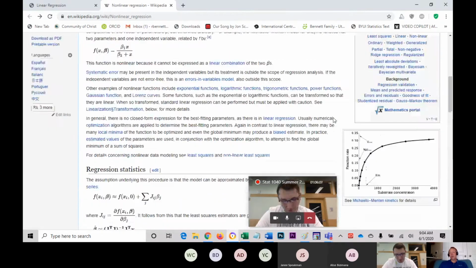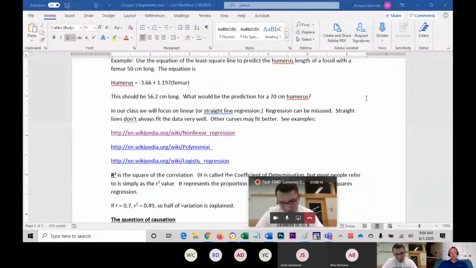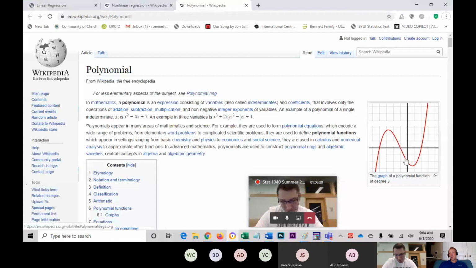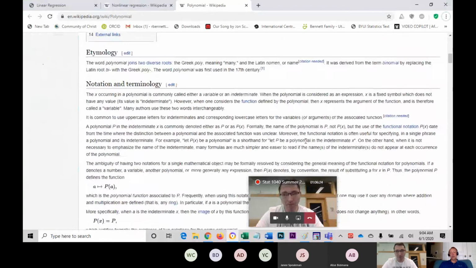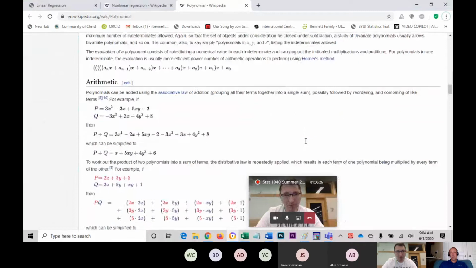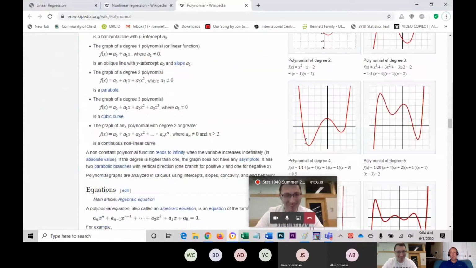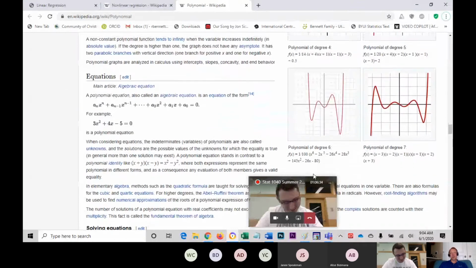We're not going to focus on these other types other than to know that they exist. I'm not going to ask you to find that curve because that's more complicated. You can also have polynomial regression, something like that. We're not going to do anything that complicated. I just want you to know that they exist. And you're probably breathing a sigh of relief that I'm not going to say find that curve. Wow, that's some crazy stuff.